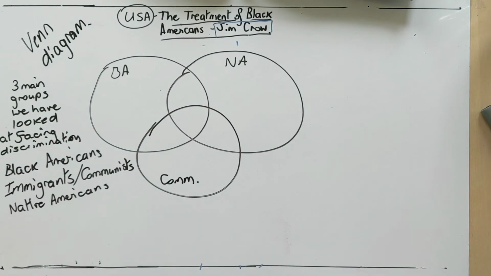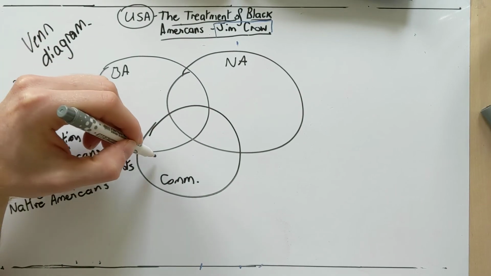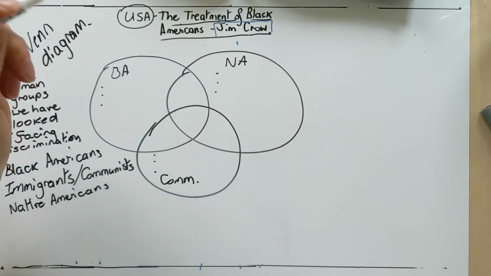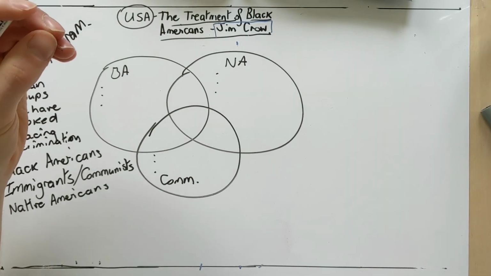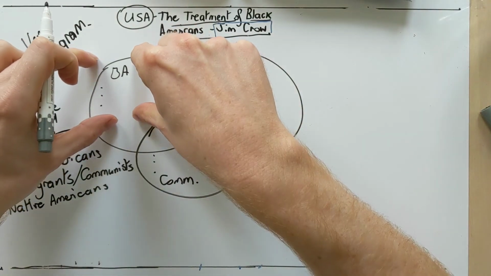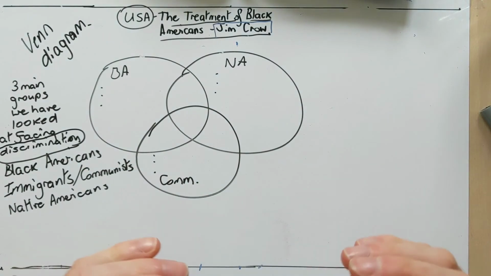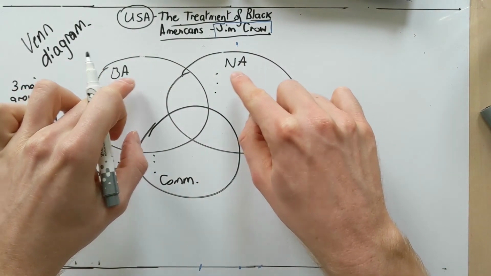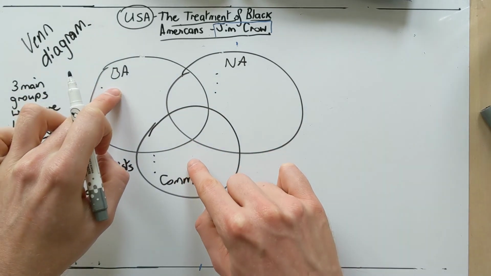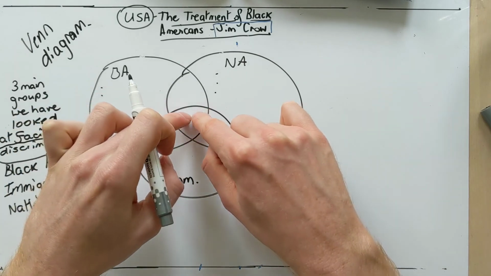Now what you need to do is in each circle you need to give me as many facts as you can that show how they were discriminated against. Okay, treated unfairly. Now, if it's just about Black Americans, it goes here. If it's just about Native Americans, it goes here. And if it's just about communists, it goes here. If it is about Black Americans and Native Americans, it goes in here. If it's about Black Americans and communists, it goes here. If it's about communists and Native Americans, it goes in here. If it's about all of them, it goes in here.